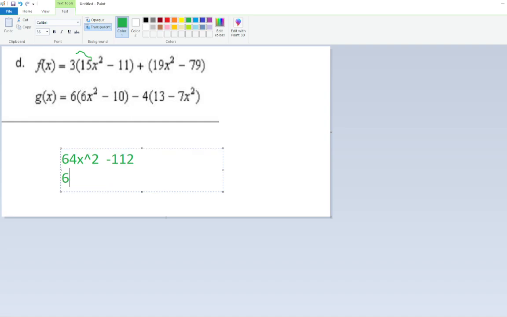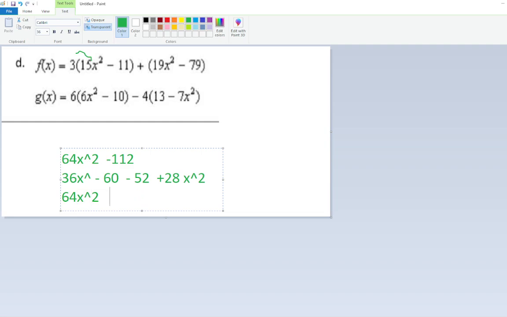The second one, 6 times 6x squared is 36x squared. 6 times minus 10 is minus 60. Minus 4 times 13 is minus 52. And then minus 4 times minus 7x squared is plus 28x squared. Put your like terms together. 36x squared plus 28x squared. I'm going to borrow 2 from the 36 and make it 34 and give it to this 28. It's clear that 34 plus 30 is 64x squared.